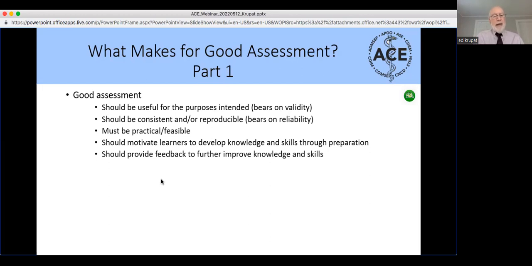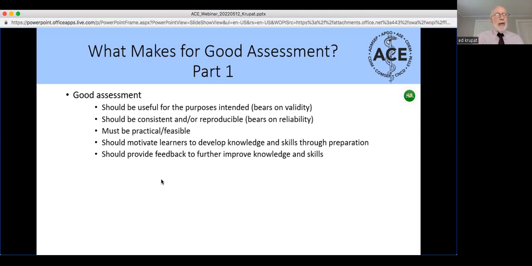And it should provide, in the spirit of formative assessment, feedback, again, for improvement in skills. And by the way, I should say that even summative exams can be designed such that they do provide feedback. That is, in past years on the Step 2 CS, you got a passing score, but by the way, these were your strengths and these were your weaknesses.